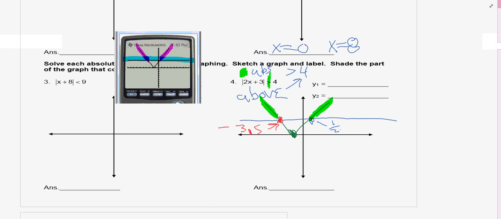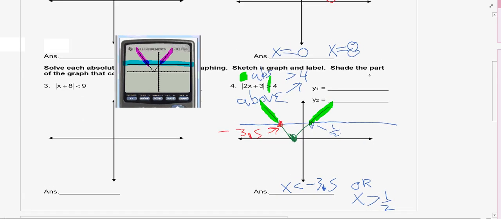So x has to be less than a negative 3.5, or x has to be greater than 1/2. And of course, you also might recall that we had a rule that said if the absolute value is greater than, then we use an OR statement.